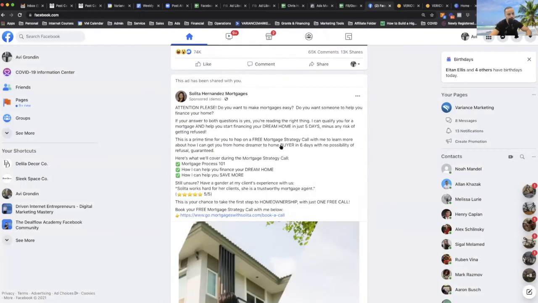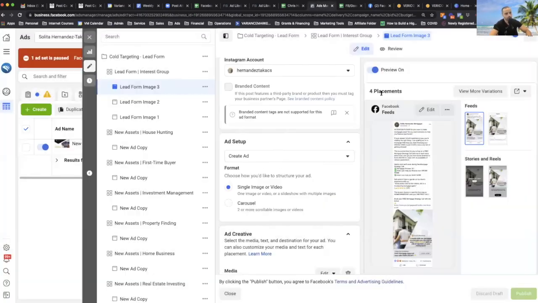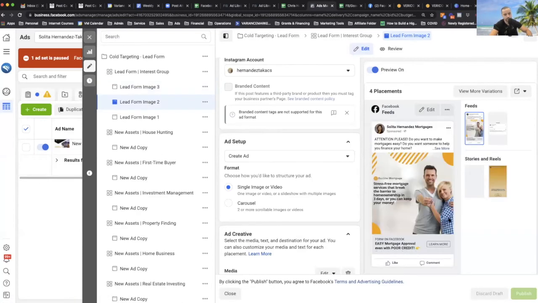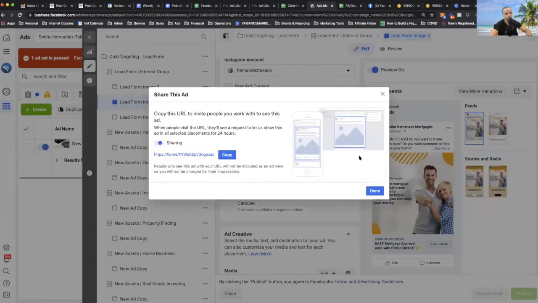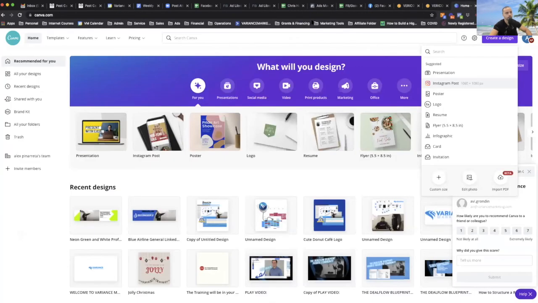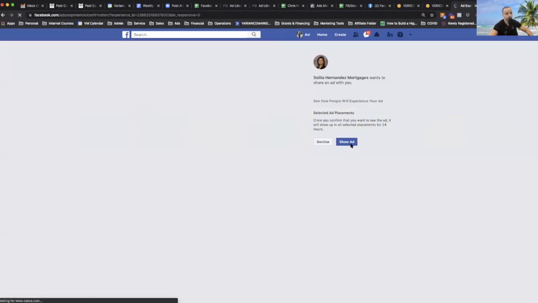So now you know how the ad sort of works, right? But here's what I want you to understand. We're not running one ad here. Look, this is another ad we're running. See how the creative is different here? So let's go ahead and preview this one. Let me go share this one here. Copy this one here. Let's open it up in a new tab. Boom. Okay. So this is a brand new ad.